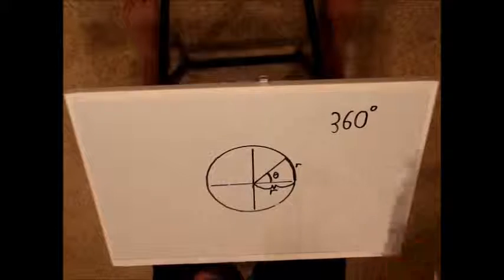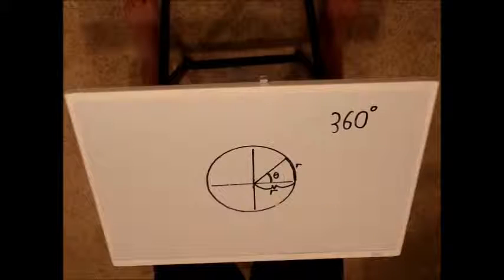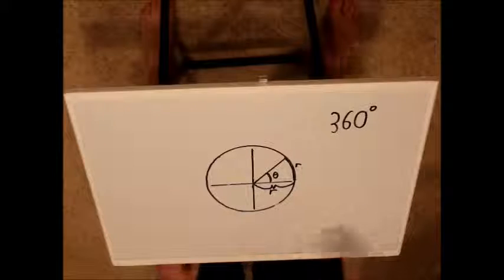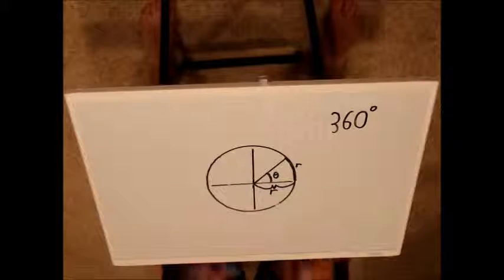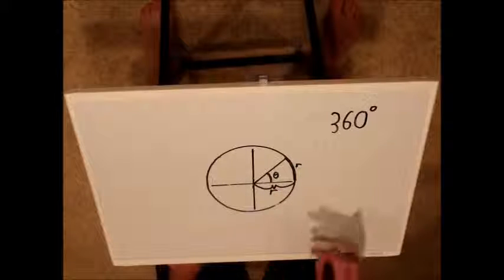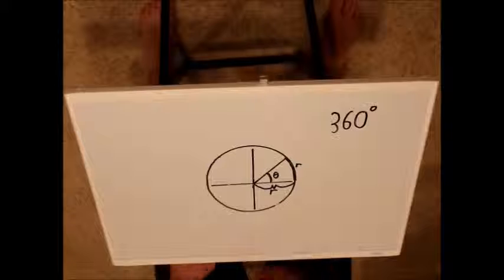360 degrees is all the way around the circle. The problem with this system is how arbitrary it is. Any number could be used and would be about as well functioning. When you use radians, it's very natural.